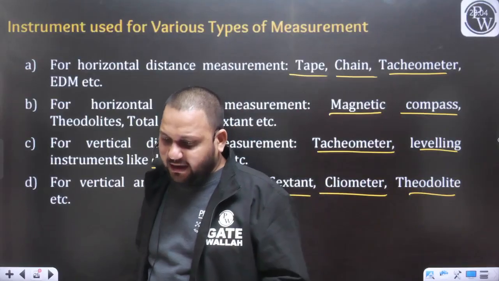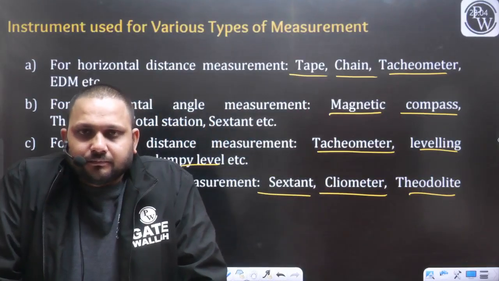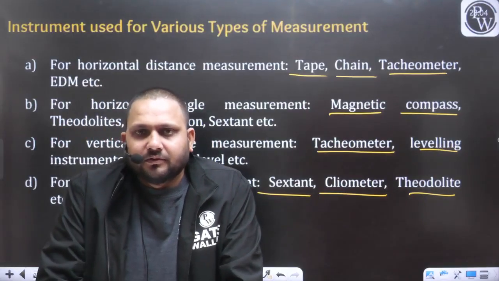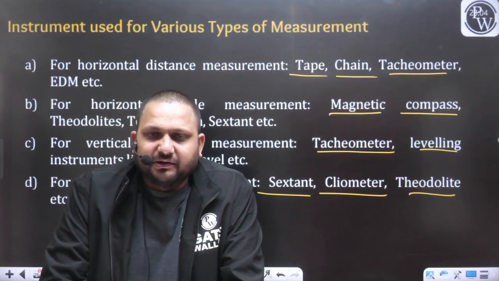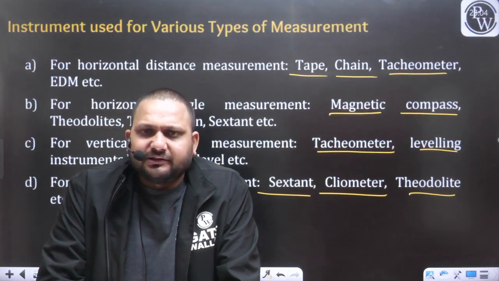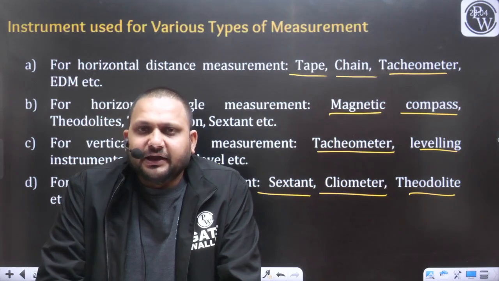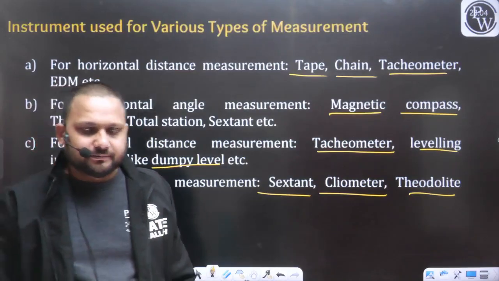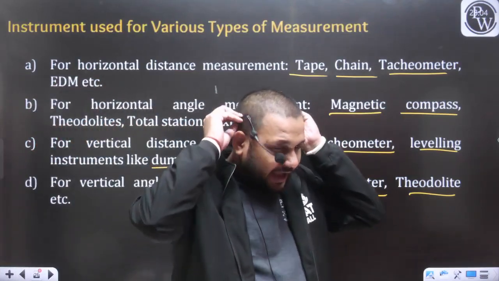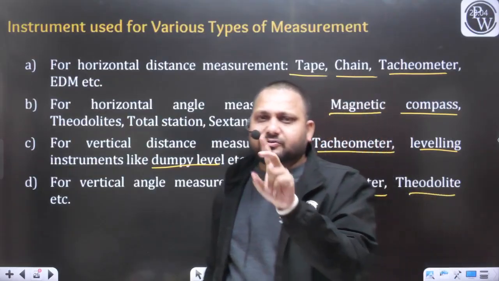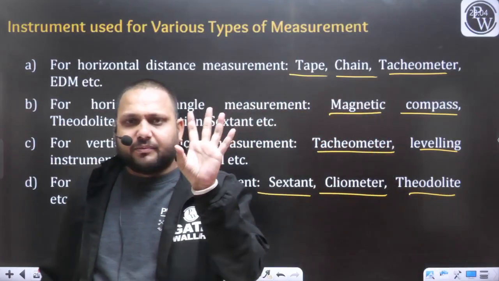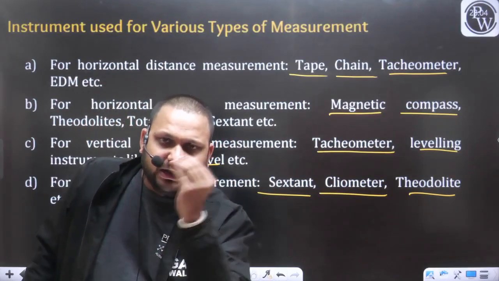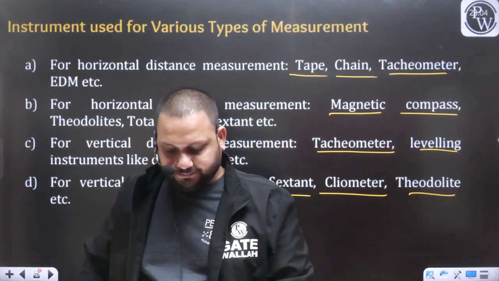In your entire syllabus of surveying, we have 15 chapters, yes or no? We have 15 chapters in our surveying, but in all the sub chapters, in the entire syllabus, you will only deal with two measurements. That's it. We have to deal only with two measurements. One is linear measurement, one is angular measurement. Your entire syllabus will move around only and only these two measurements.